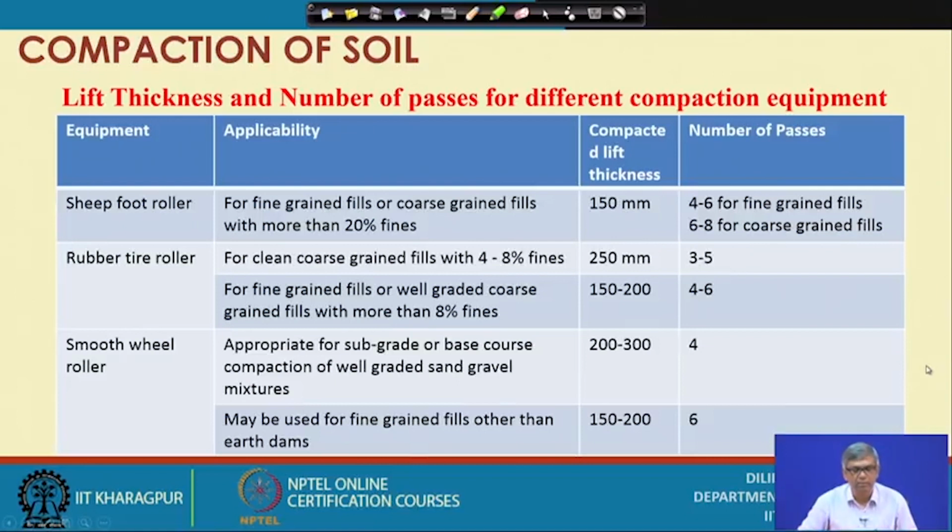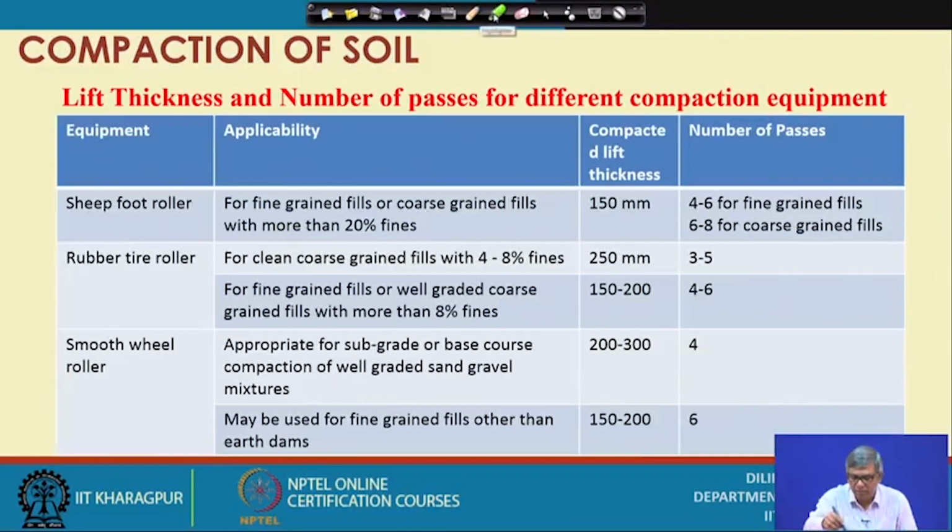Next, this I have partly told in my previous lecture: we may have different compaction equipment, but how do we select it, and once you select it, what will be the lift thickness and the number of passes? This is shown here for different rollers.